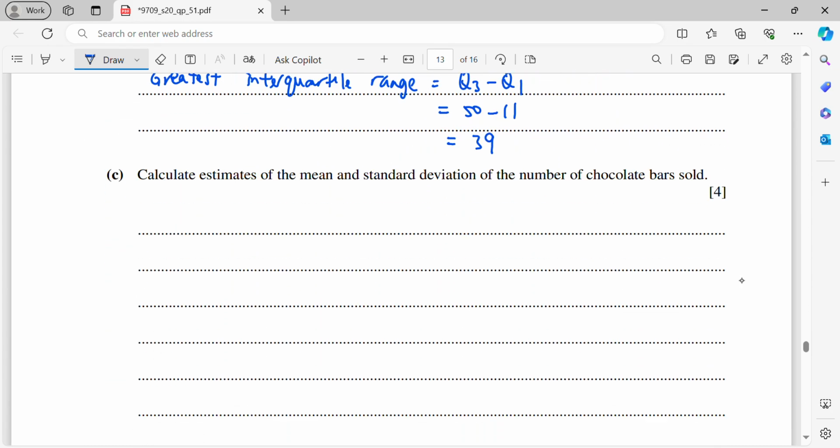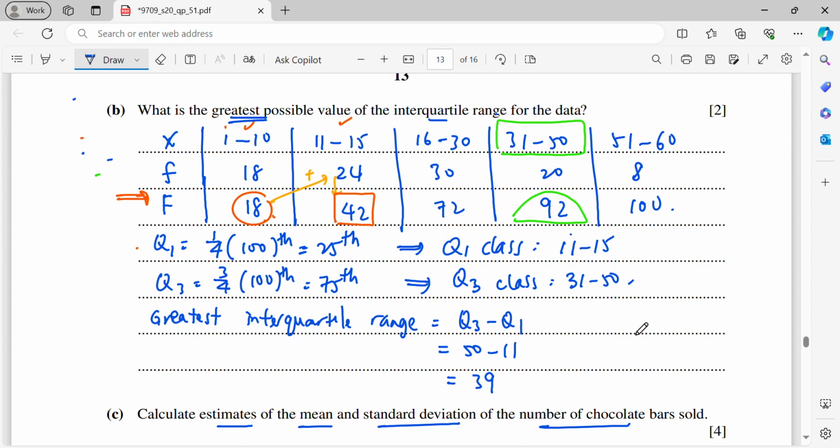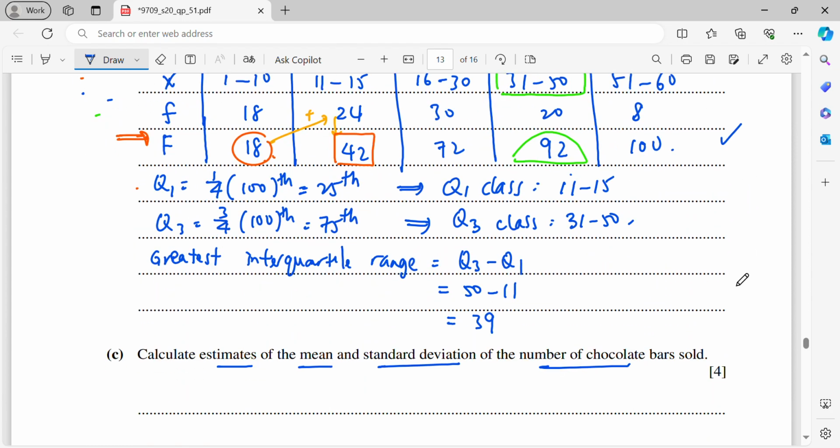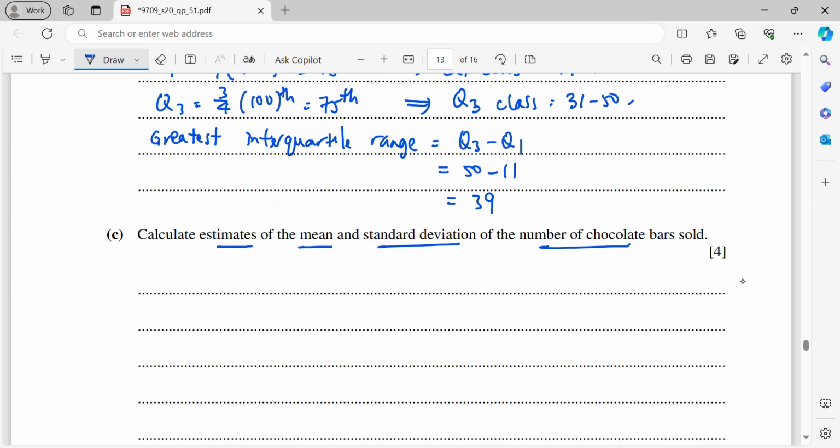Okay, now part C. Calculate estimates of the mean and standard deviation of the number of chocolate bars sold. So here we need to get the midpoints and also frequency. So I will refer back to this. Right. So then I will copy X, F, then I will write midpoints. This is the midpoint.